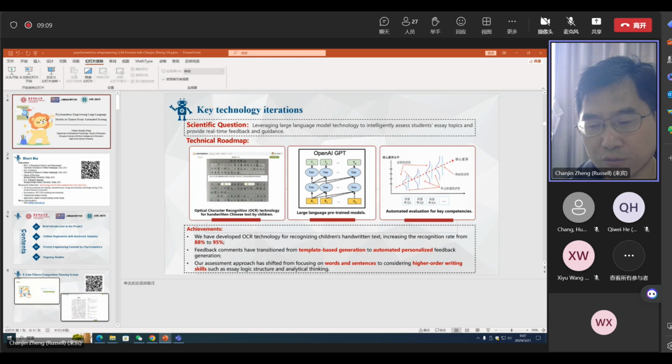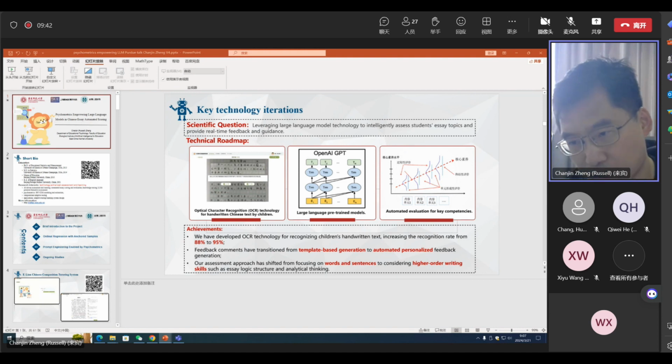But for children's writing, it's kind of difficult. So we have done several things to improve this recognition rate. And also different large language models came into our project at different times, especially after the disruptive appearance of ChatGPT. I will talk about that later. But for ChatGPT, it's really good news for us because it comes in very handy for automated feedback generation.